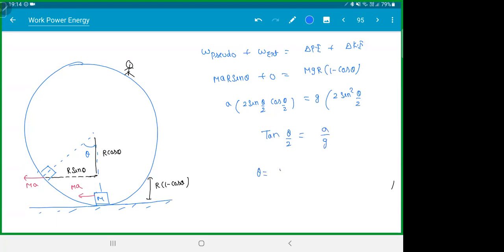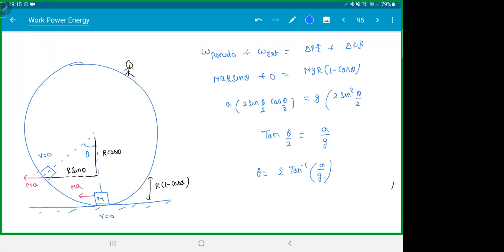You get theta is equal to 2 times tan inverse A by G. You get double the angle of equilibrium. Be careful: tan inverse A by G is the equilibrium angle. You always get double. So in this question, that's the main thing. Just be careful. At equilibrium, you won't stop. At equilibrium, you actually have maximum speed. You'll continue to go further, faster and faster.